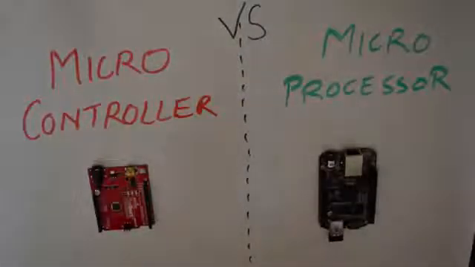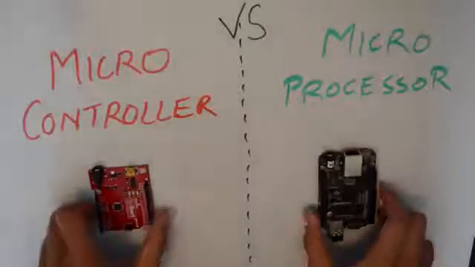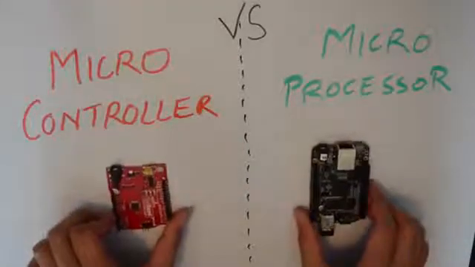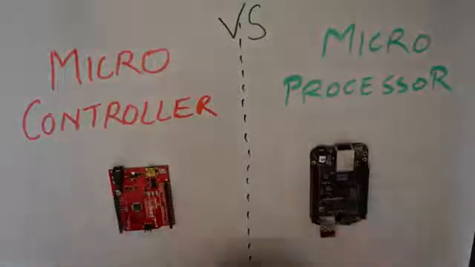In this video, I'm going to talk about what are the differences between a microprocessor and a microcontroller. I'm going to be talking about the differences from the perspective of designing a software system. So let's get started.